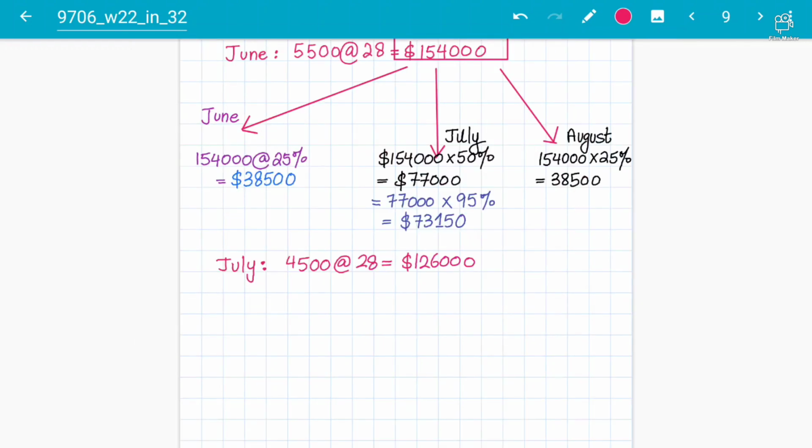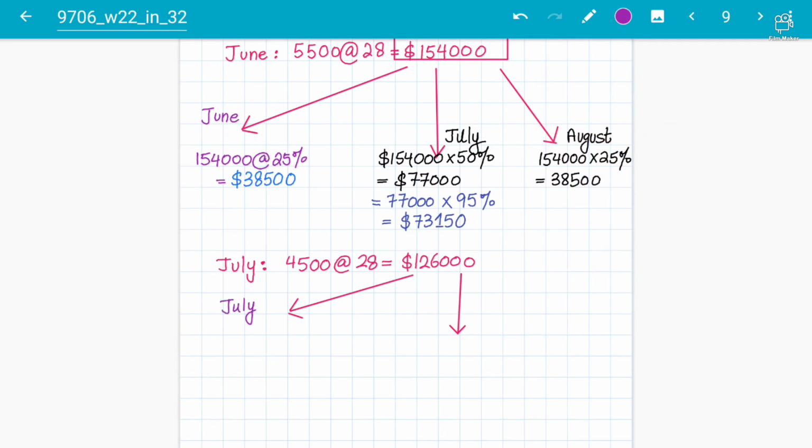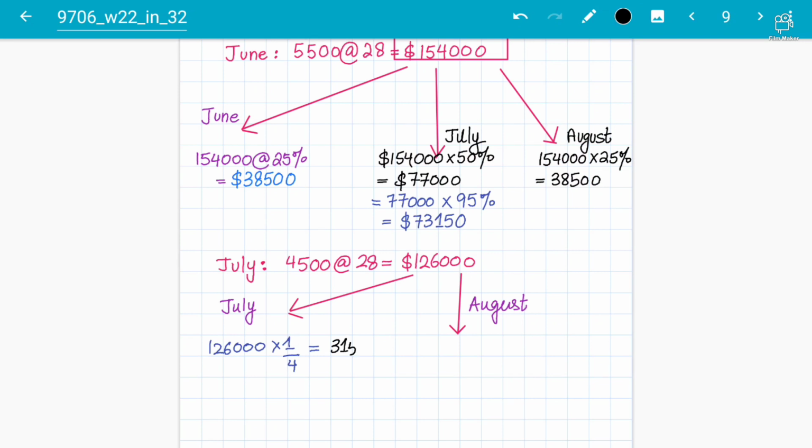So it will be 126,000, and you're going to say that, sir, 126,000 into 25%, for July and the August one. Okay, so there will be only 2 adjustments, July and what you are receiving for July sales in August. Okay, so it's going to be very simple, sir: 126,000 multiplied by the 25% or 1/4, quarter, it's the same thing. So it's going to be, sir, $31,500. Okay, students, hope everyone is getting it.